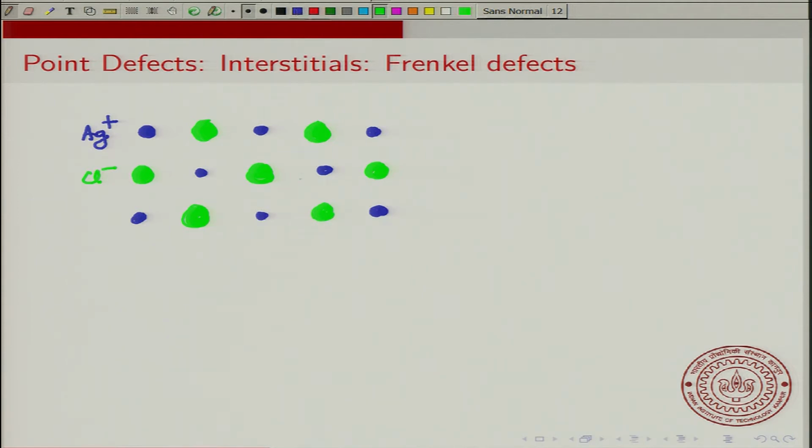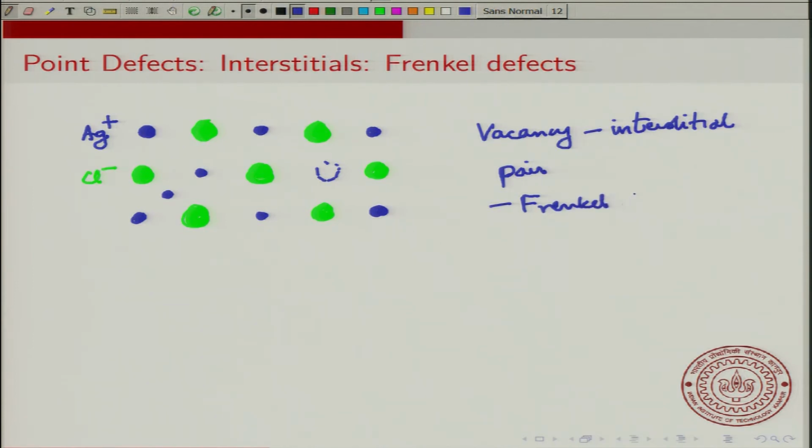The Frenkel defect corresponds to a silver atom leaving its site and going to some interstitial site. This is a vacancy interstitial pair, and this is a Frenkel defect. In particular, this is referred to as a cation Frenkel defect, because silver plus is a cation and the cation is forming this Frenkel defect.